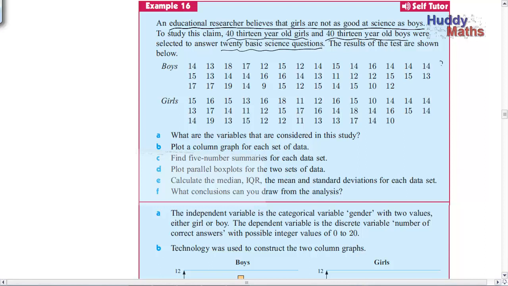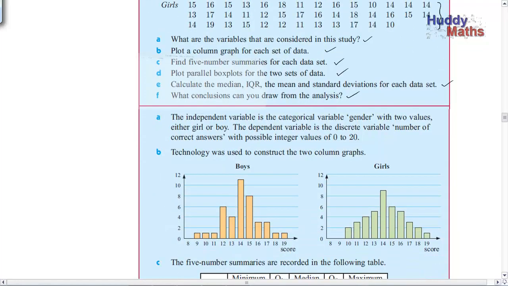So here we have the boys' scores and the girls' scores. What are the variables? Plot a column graph. Make 5-number summaries. Parallel box plots. This is a good analysis here. Calculate the median, interquartile range, the mean and standard deviations. What conclusion can you draw from the analysis? So lots of work on the calculator here. Okay, so come down, let's have a look at doing that now.